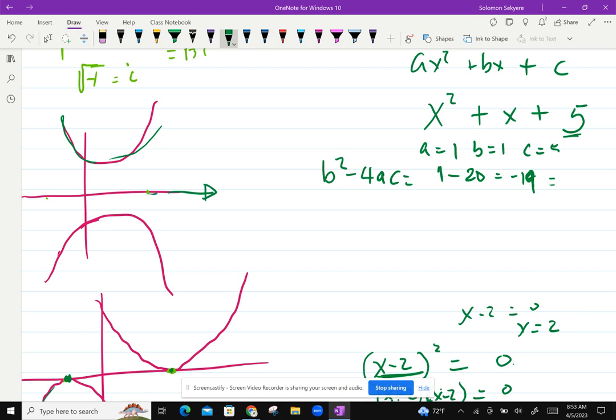For instance, if I have x² + x + 5 = 0, you try solving this. You see, you cannot factor it. And if you use the quadratic formula, you see the b² - 4ac is negative 19, which is less than 0. That means you're going to have the square root of a negative number, and you know it's not a real number. Okay, so you've got the three scenarios.